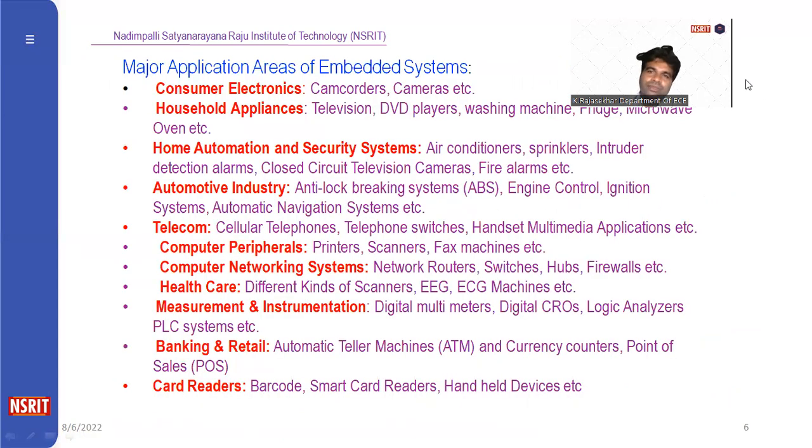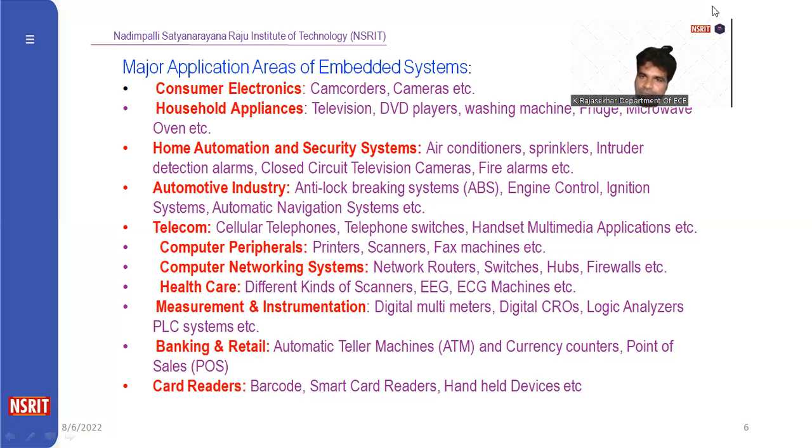So coming to the major application areas of the embedded system. Nowadays our daily life starts with an embedded product and ends with an embedded product. Without our knowledge, many embedded products are used in our daily life. They can be used in different areas like consumer electronics. The best examples are cameras, household appliances, TV, refrigerator, washing machine, microwave. Home automation and security means air conditioner, sprinklers, alarms, CCTVs, fire alarms.